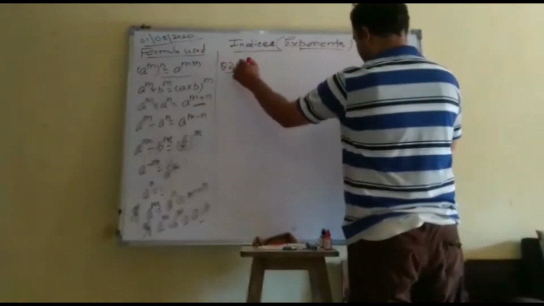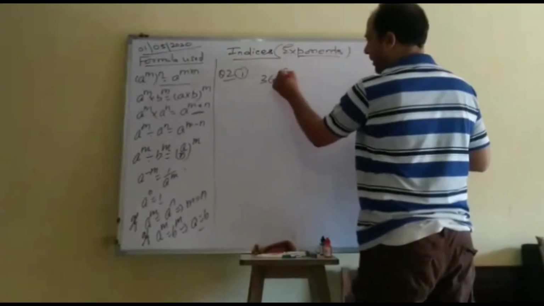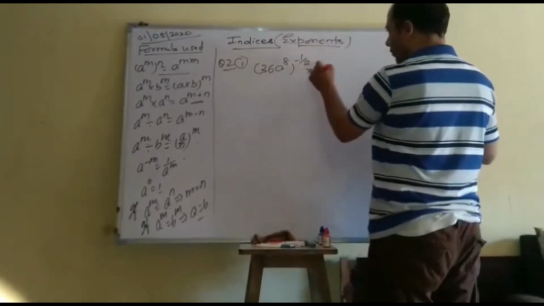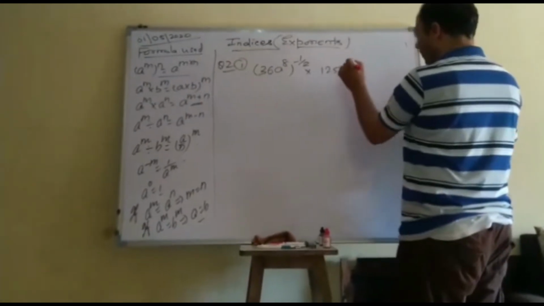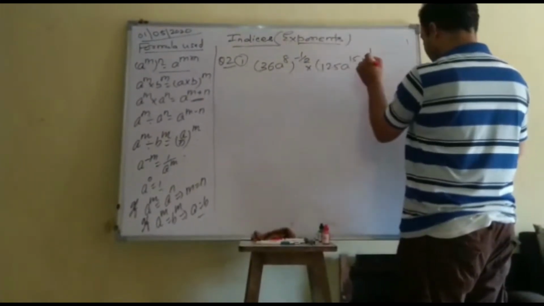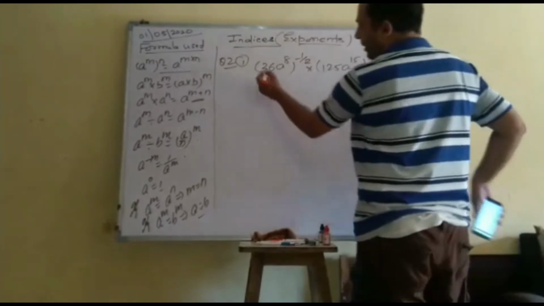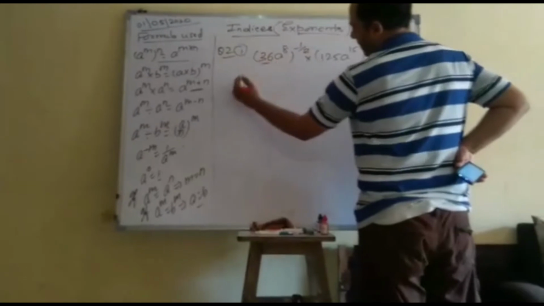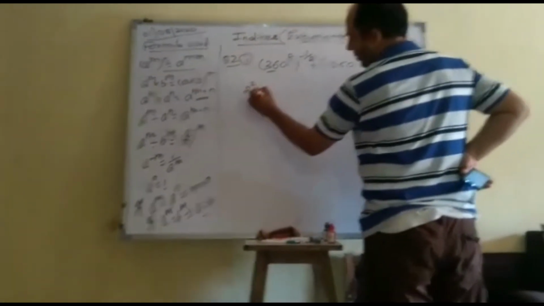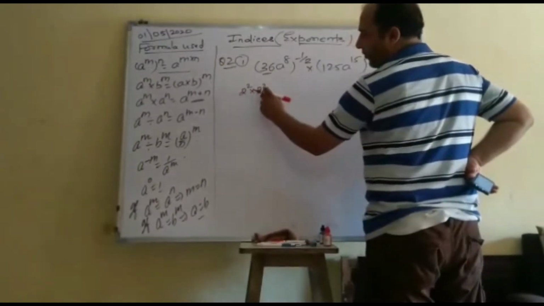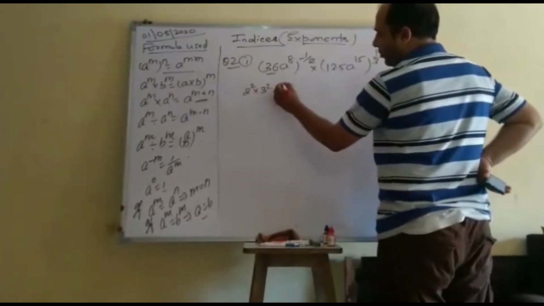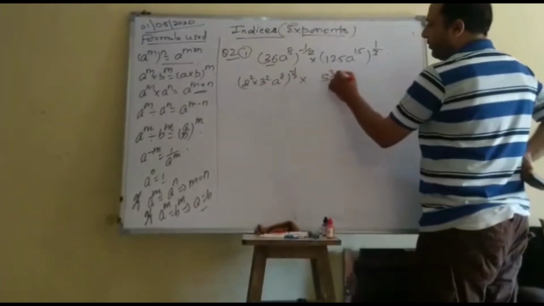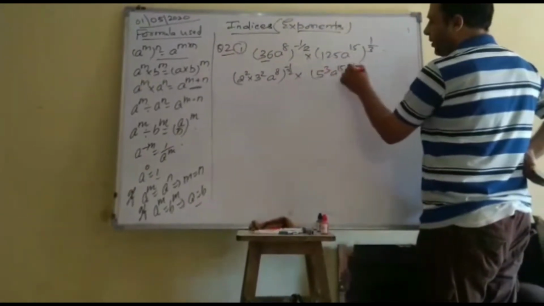Look at question number 2, first part. 36 a raised to power 8, whole raised to power minus 1 by 2, into 125 a raised to power 15, whole raised to power 1 upon 3, right? So see, look here. Now here it's 36, so you can write 2 square into 3 square, and 125 is 5 cube. So a raised to power 8 whole raised to power minus 1 by 2, and 5 cube a raised to power 15 whole raised to power 1 by 3.